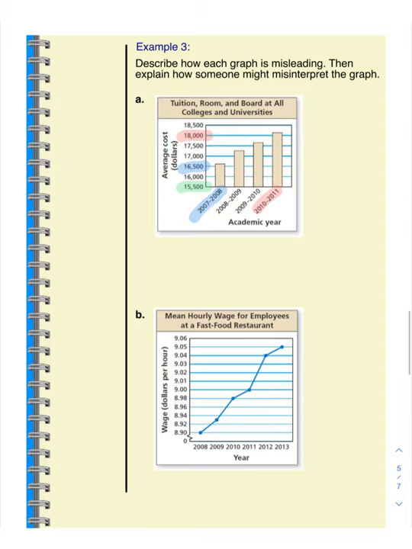It looks like the biggest increase is from 2011 to 2012, when it jumped from $9 to $9.04, but it's actually from 2009 to 2010, which is when it increased from $8.93 to $8.98. The increments on the y-axis, some count by 2, some count by 1. They're not even. That's misleading.